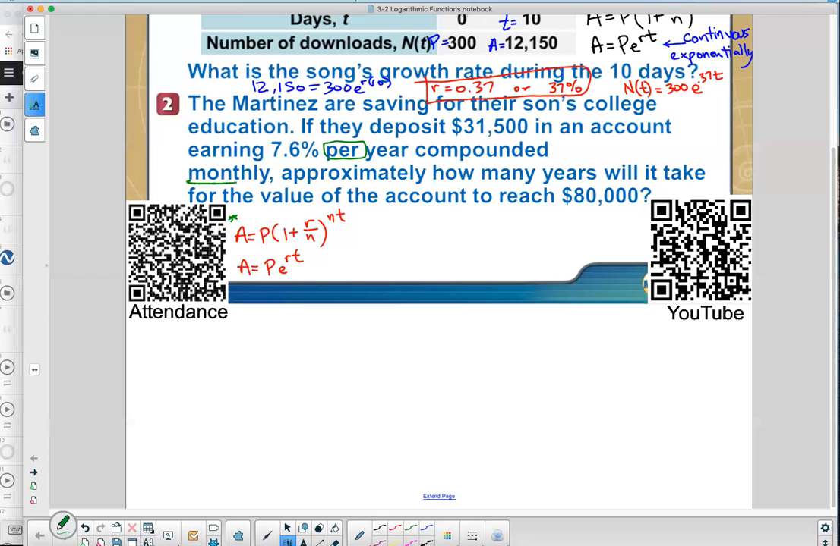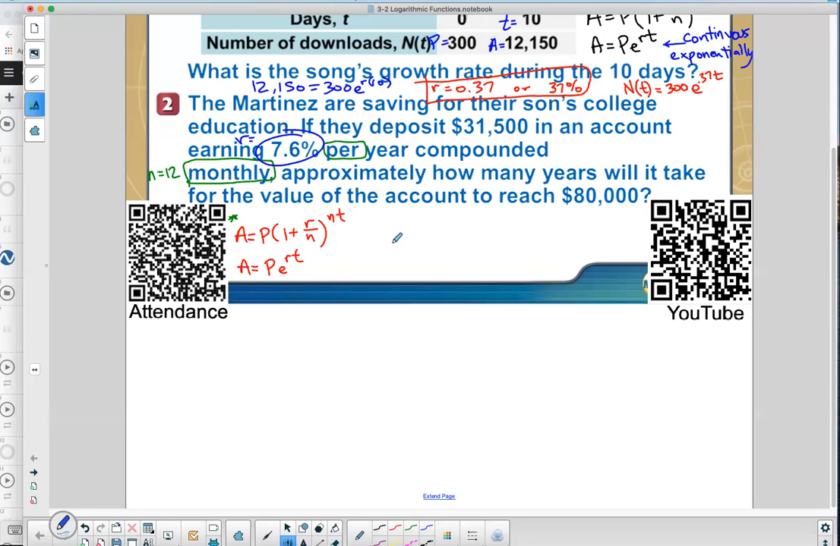Monthly. Now, how many months are there in a year? Whenever you do the per, you have to think about how many in a year. So how many months are there in a year? 12. So in this problem, n is 12, which I write down in the Desmos calculator. I'll show you in a second. So we know n is 12. What's this 7.6%? That's the rate.